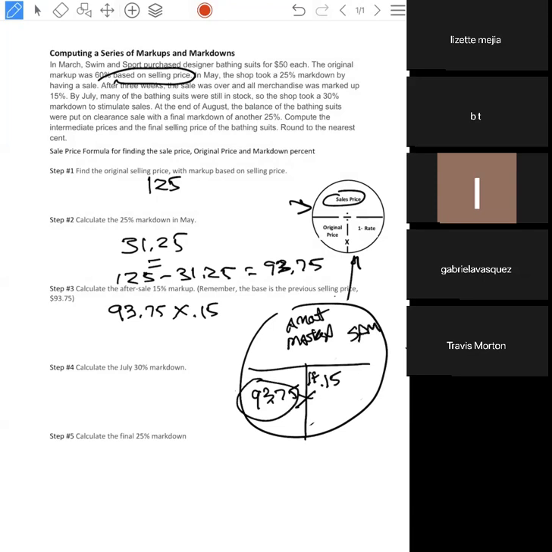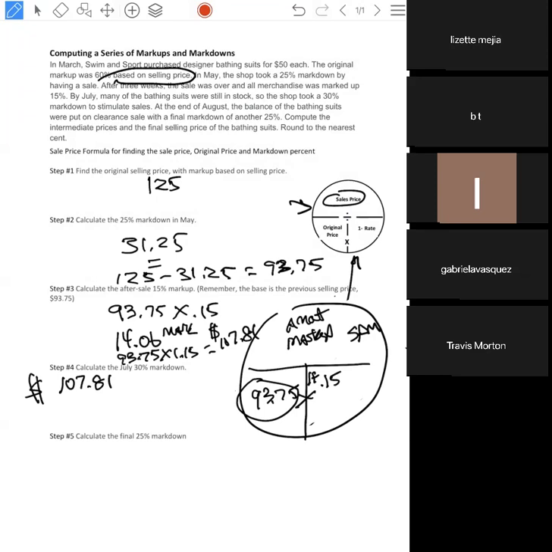So what does it come out to? 14.06 was the markup. And then if I take 93.75 times 1.15, what does that come out to? That's 107.81. So now my new price is $107.81. That's how much I'm selling my bathing suits for.